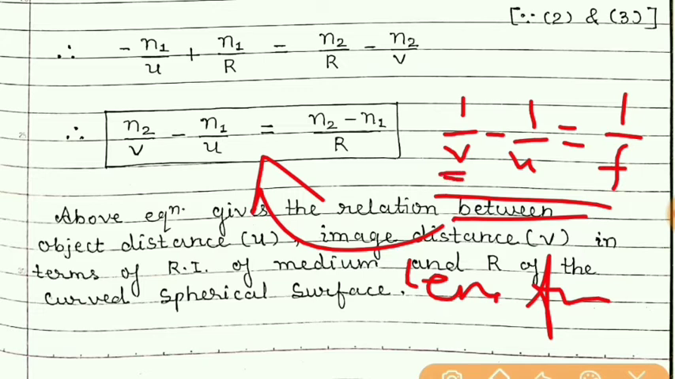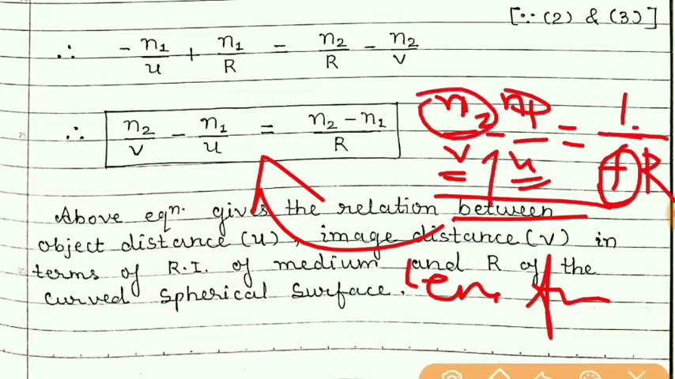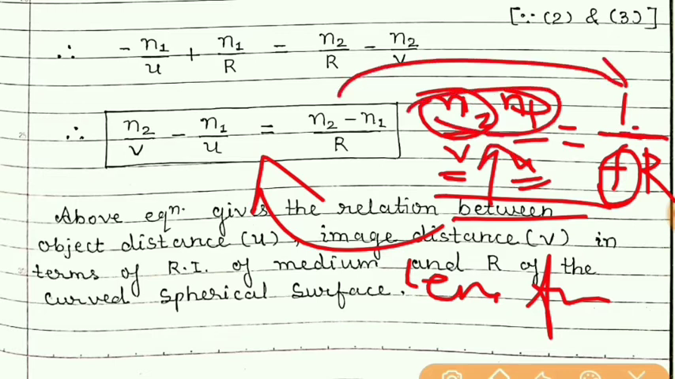Here you can see in this formula v is there, and we know that the image is formed in the second medium. So here we can write n2, and where the object is placed in air, it is n1. And equal to, here there is no focal length given, so we will write r, and in the numerator n2 minus n1, minus is already there, so n2 minus n1 we have to write here. So in this way you can remember this formula.